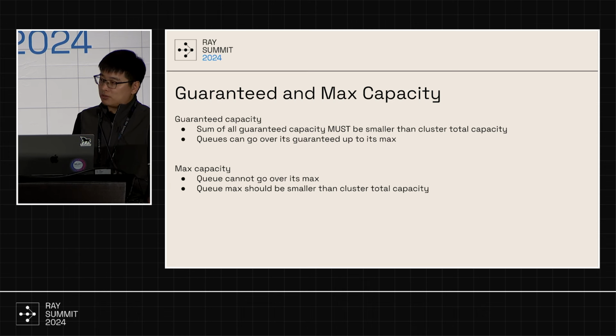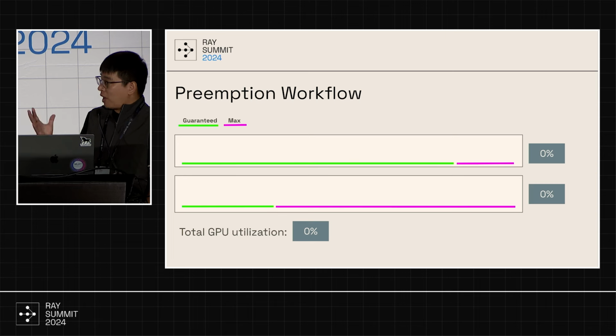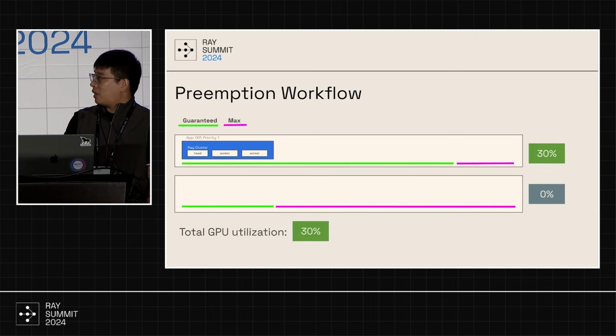I will just give a quick demonstration of how this works. Imagine we have two queues, very simple, two queues. Right now, the cluster is empty, and the queues are empty. The utilization is 0% for both. So now let's see, we have some workloads.